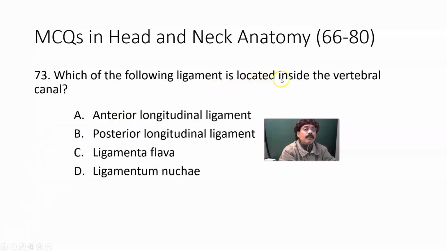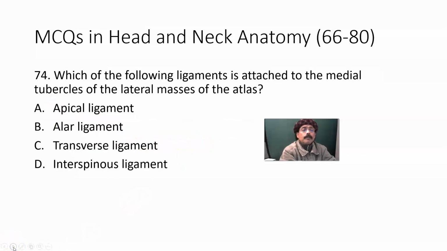Which of the following ligaments is located inside the vertebral canal? The answer should be posterior longitudinal ligament. Which of the following ligaments is attached to the medial tubercle of the lateral masses of the atlas? Apical ligament, alar ligament, transverse ligament, and the interspinous ligament. We have the attachment of the transverse ligament to the medial tubercle of the lateral mass of the atlas.